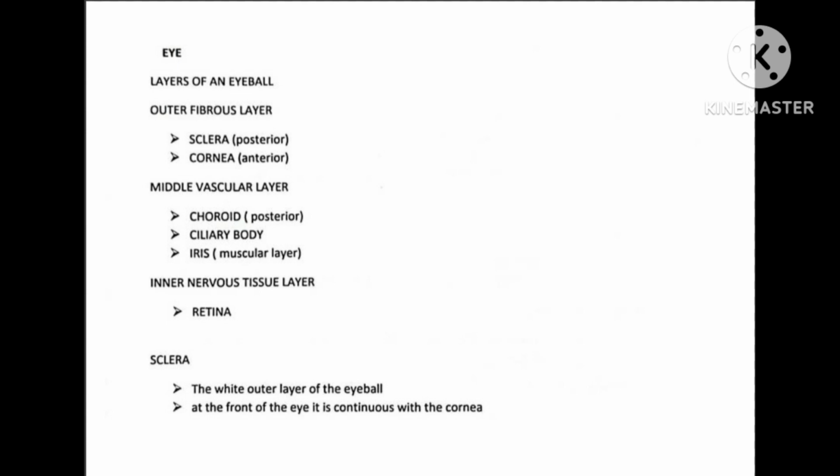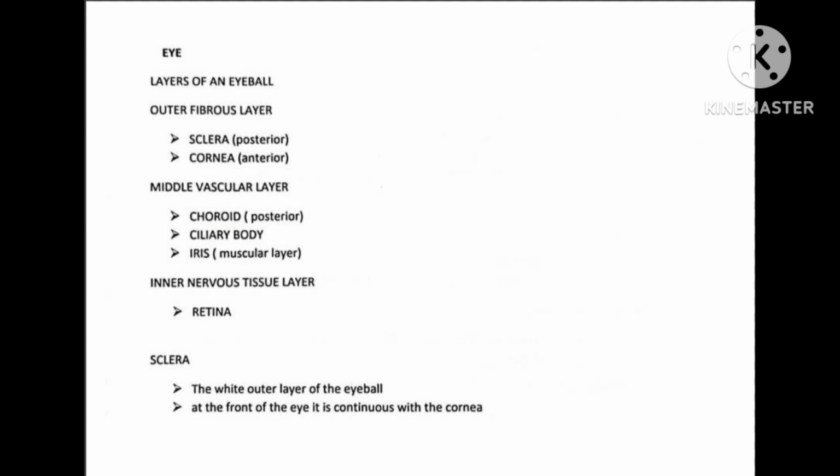There are three layers. Outer layer is fibrous layer, middle layer is vascular layer and inner layer is nervous tissue layer. Outer fibrous layer contains sclera and cornea. Middle vascular layer contains choroid, ciliary body and iris. Inner nervous tissue layer contains retina.